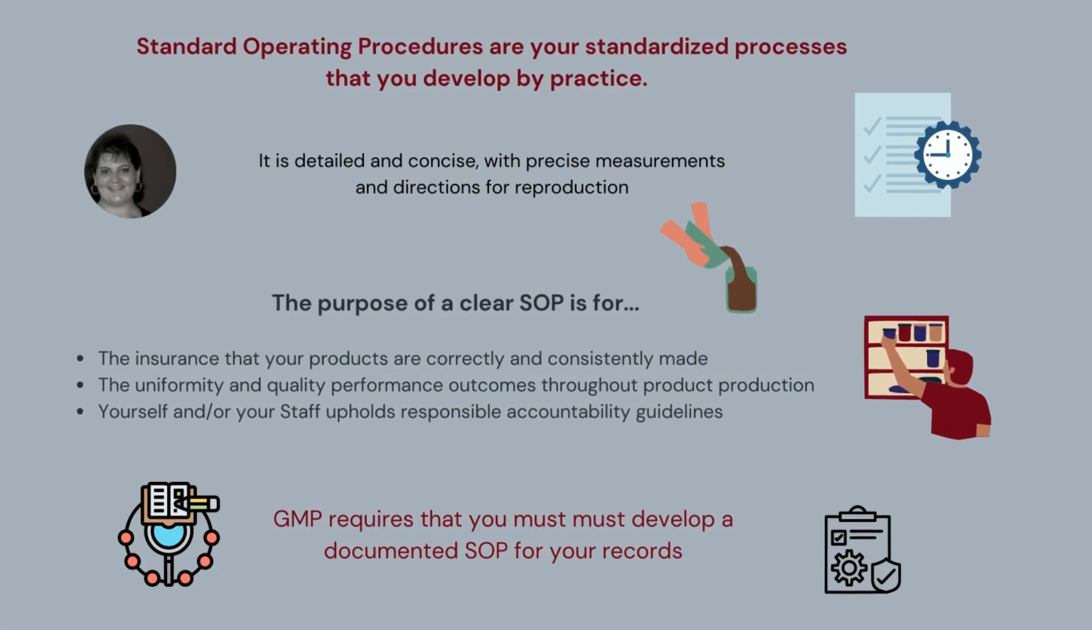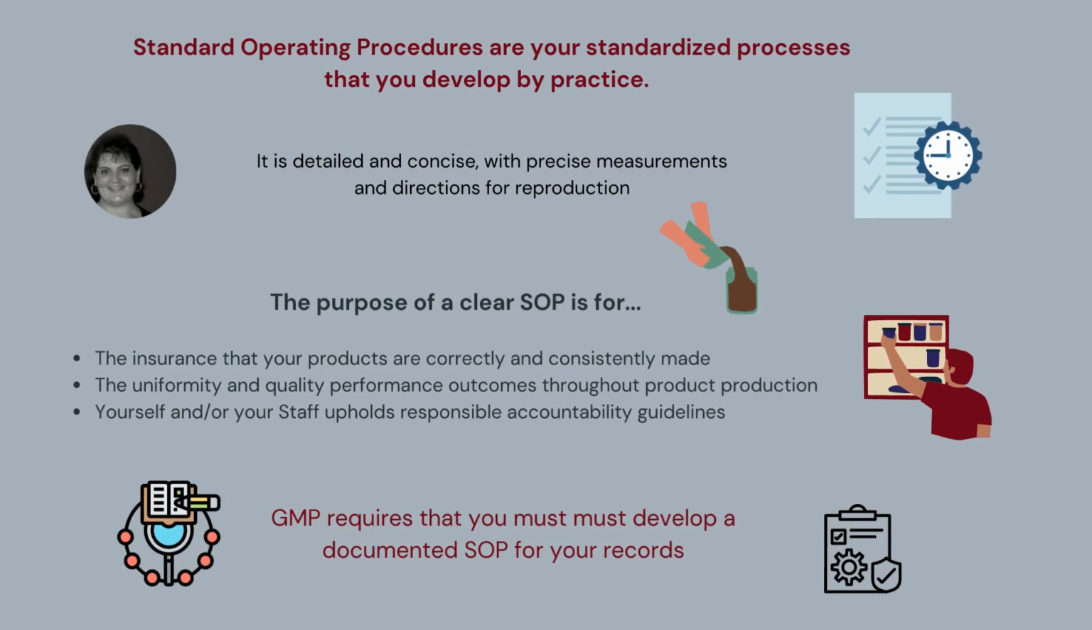So what are standard operating procedures? Well, your SOPs are your standardized processes that you develop by practice. It is detailed and concise with precise measurements and directions for reproduction. Now, the purpose of a clear SOP is: 1, the assurance that your products are correctly and consistently made. This means that you have developed a consistent protocol for your recipe, that you make it the same way each time. 2, the uniformity and quality performance outcomes throughout your product's production.